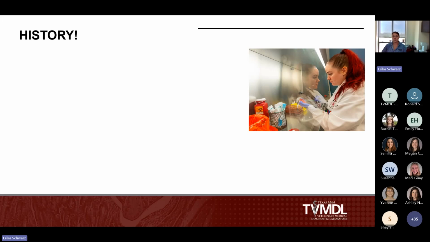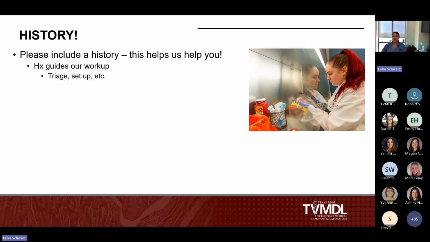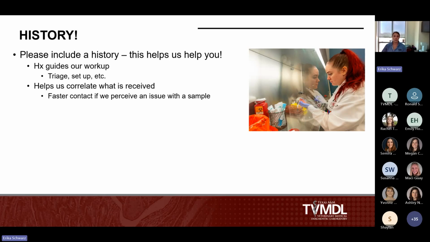So I touched on history a little bit before. Aside from all the important demographic and sample information, I cannot stress enough how important a history is. Just like a thorough history will inform your physical exam and diagnostics and your therapeutic plan in the clinic, a detailed clinical history informs our workup in the lab. So if you can include a history, please do so. And history does guide our workup. It helps us to triage cases. It helps us know what we need to set up. It might help us correlate what we've received.